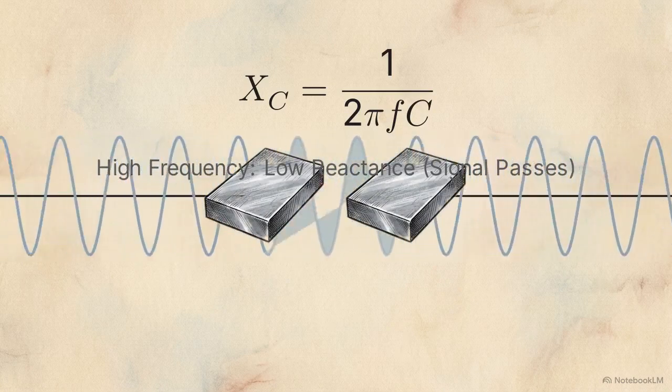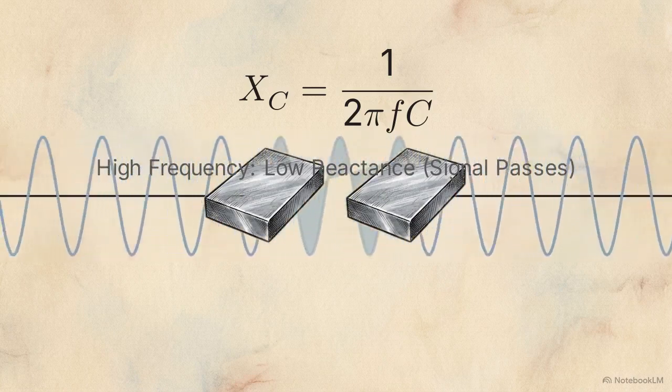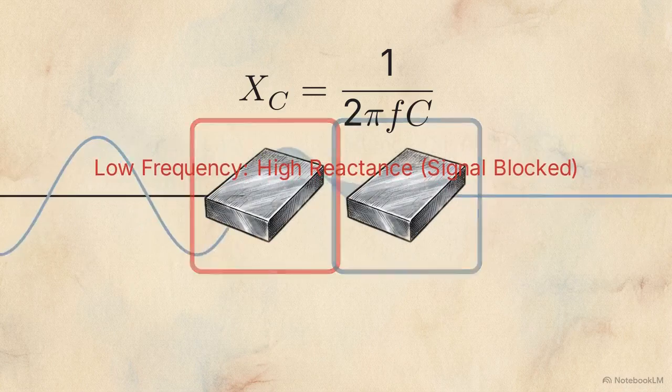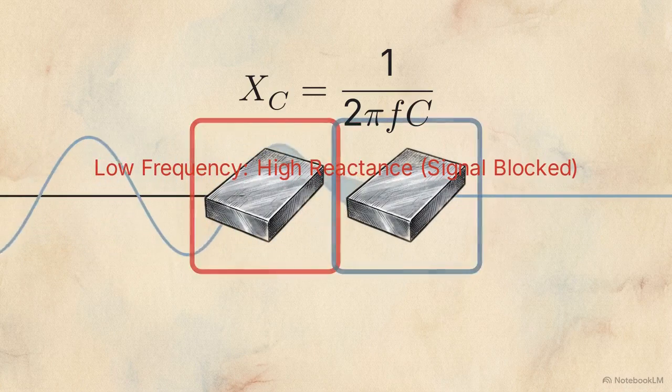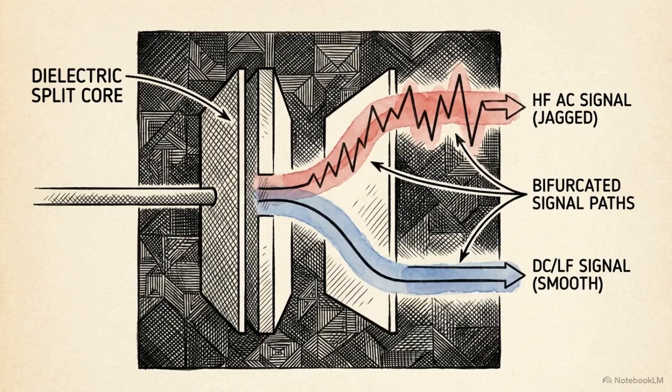As the frequency increases, the capacitor has less time to build up an opposing voltage, meaning reactance drops and high-frequency signals pass with ease. At low frequencies, the capacitor has ample time to charge and push back against the source, creating high reactance that effectively blocks the signal. This duality allows the capacitor to sort and filter electrical signals based entirely on their frequency.